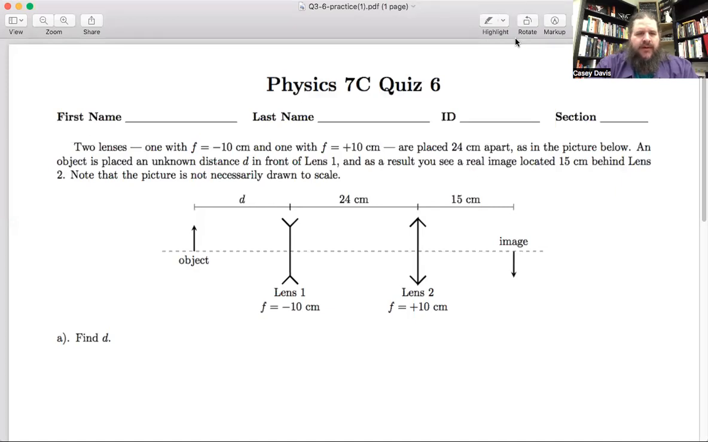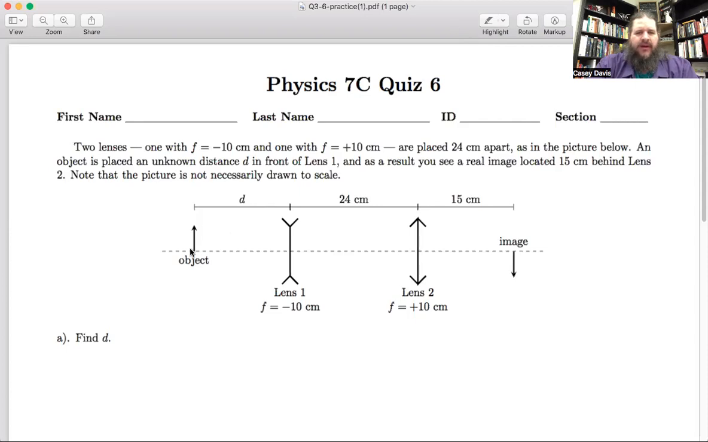So here we've got two lenses. We've got specifically a diverging lens and a converging lens, and it tells us the focal length of each one. We know how far apart they are. We've got an object that we don't know how far it is, but we do know the final image is 15 centimeters and upside down from lens 2. And what are we trying to find here? The distance between lens 1 and the object. Right, we want to find that initial distance from the object to that first lens.